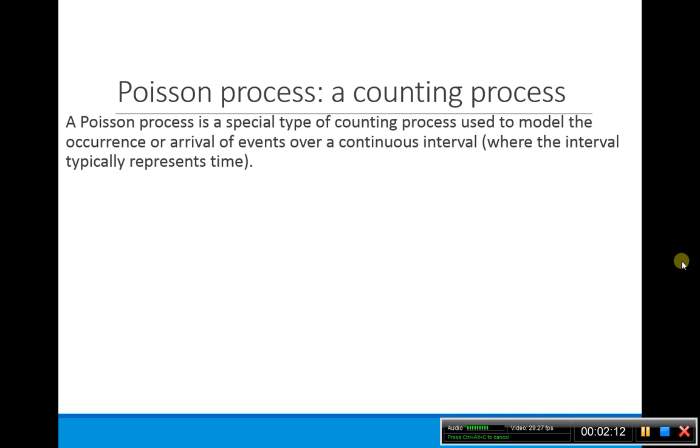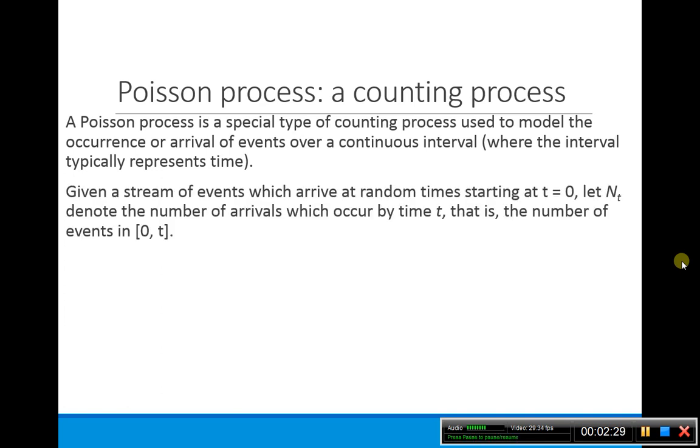Okay, so the Poisson process is better known as a counting process. Think about this as a way to count how many arrivals arrive. So you can think about how many people are coming in if you're in a hospital. How many people are you getting in a certain time interval? Normally the time interval here represents time. So we have a stream of events.